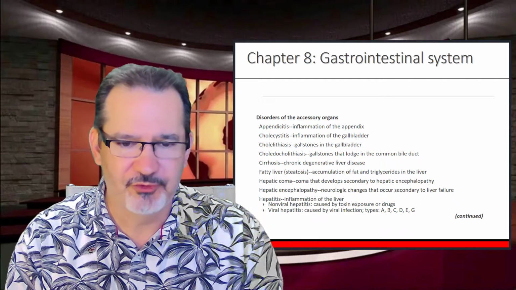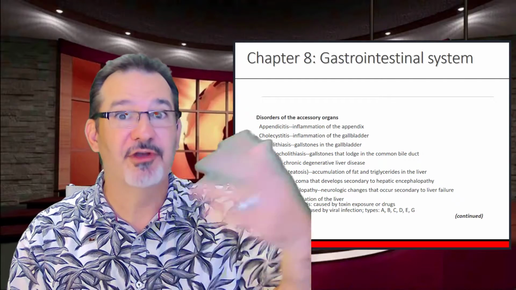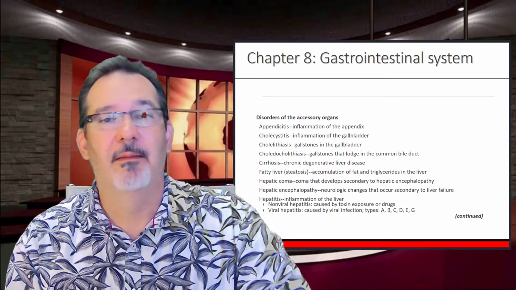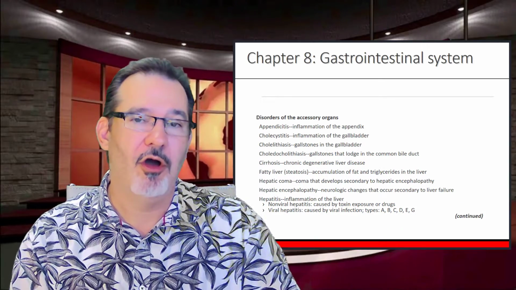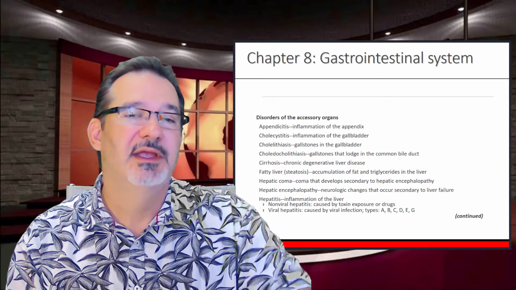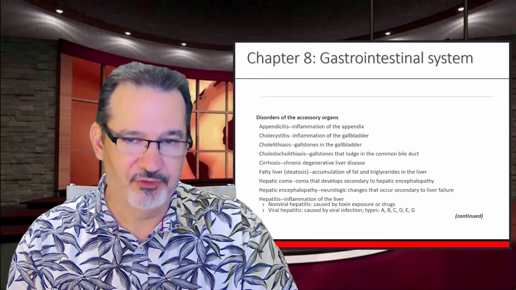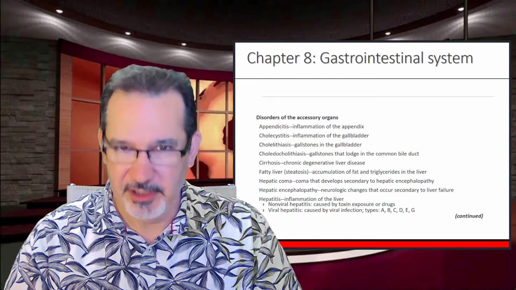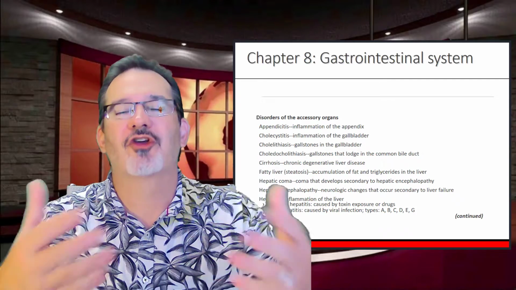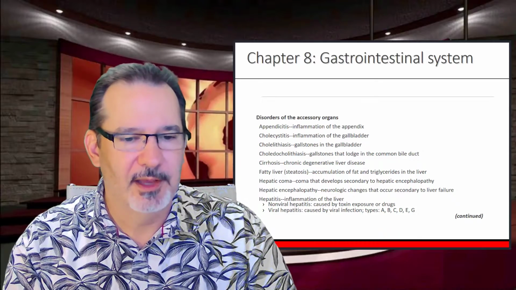Okay? Cirrhosis of the liver, chronic, degenerative over time. This would be the worry we would have with alcoholics or chronic alcoholics. Chronic alcoholism is that they would develop cirrhosis, which is basically like a hardening of the liver or destruction of the liver. Okay.